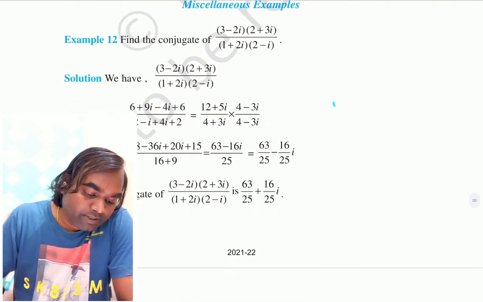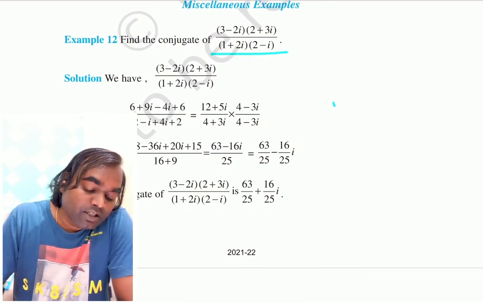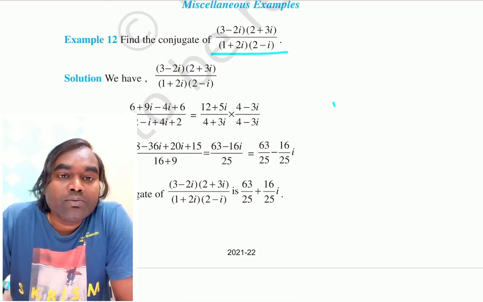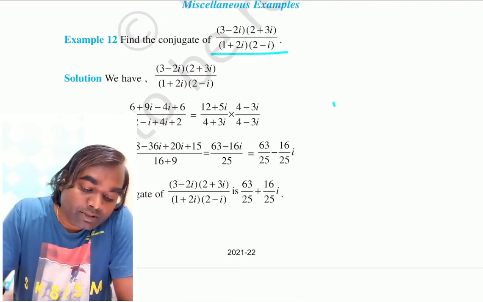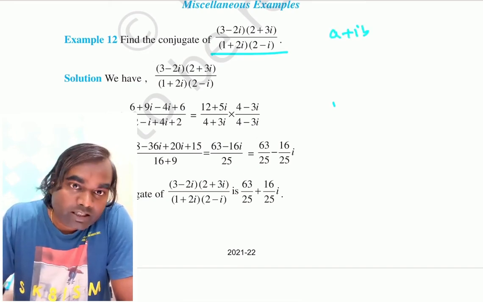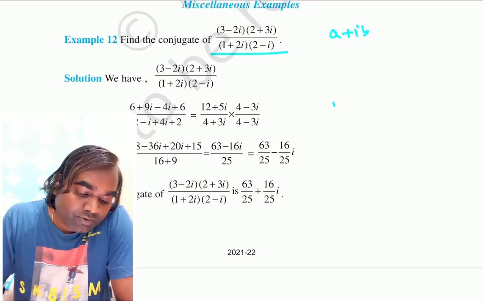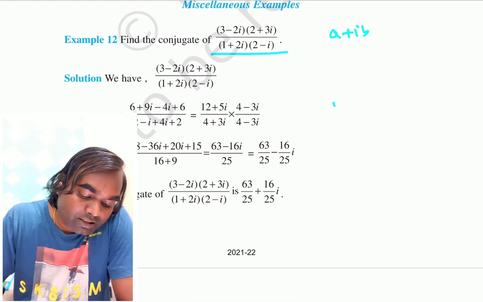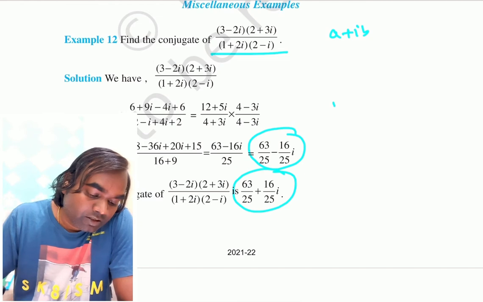Miscellaneous examples are given. Find the conjugate of this. So for finding the conjugate of a complex number given in terms of a ratio, you have to first simplify it in terms of a plus ib. After that you can easily get the conjugate of this complex number. So for simplification you will multiply this. After multiplication you will get this form. Therefore the conjugate will be given by the plus sign. That's simple.